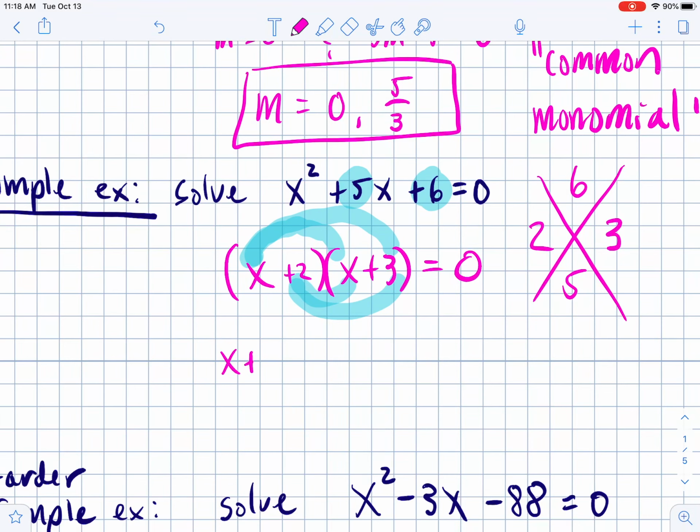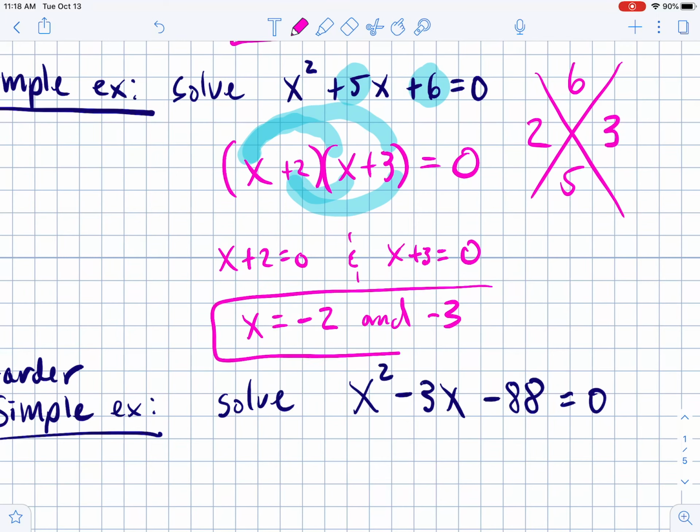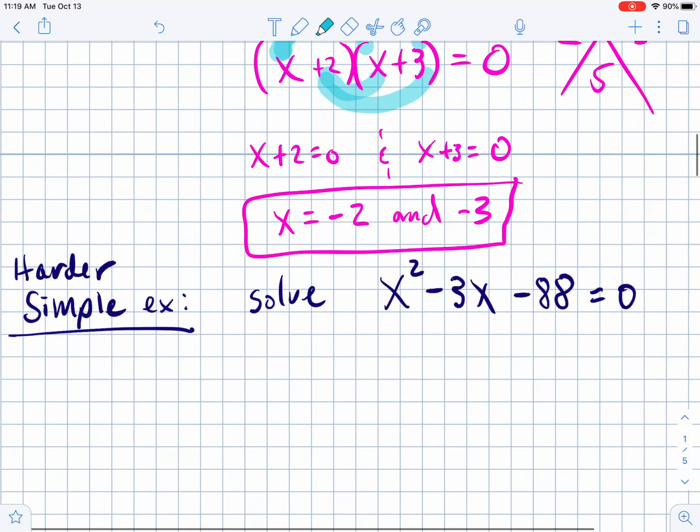Then use your zero product property to say that x plus 2 is equal to 0 and x plus 3 is equal to 0. You don't need to write out this step every time. I'm just kind of trying to be a little formal with you guys. So x is -2 and -3, both. You could always plug those back in up here to make sure you get 0 out of it, to make sure you have the right answer.